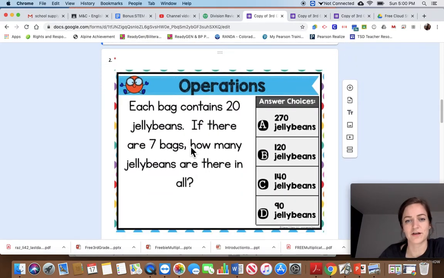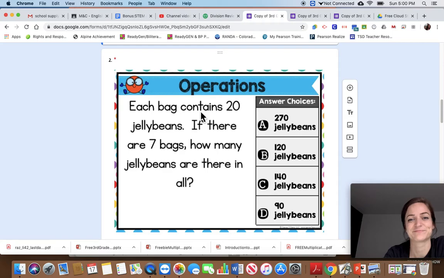All right, this one's called operations. Each bag contains 20 jelly beans. If there are 7 bags, how many jelly beans are there in all? Okay, so each bag, 7 bags, and each one holds 20 jelly beans. How many jelly beans are there in all?